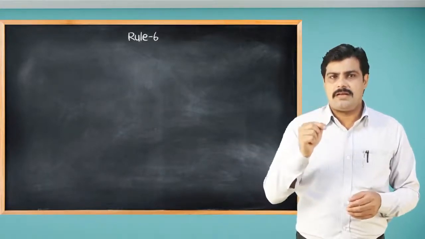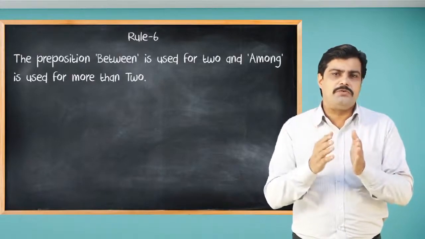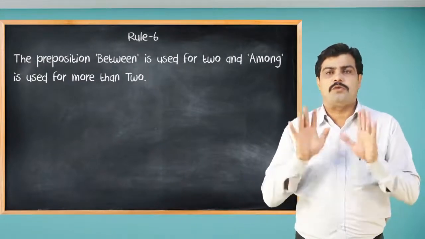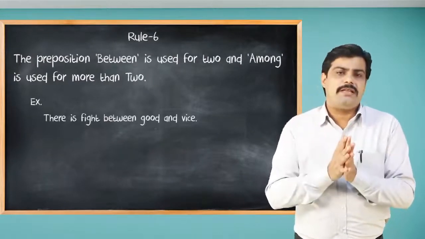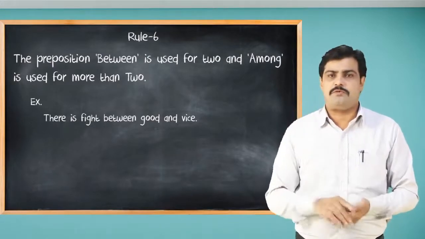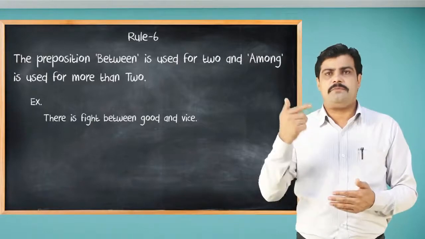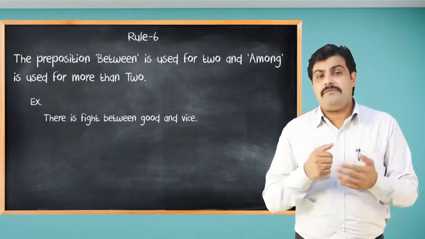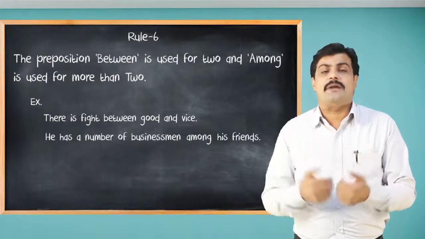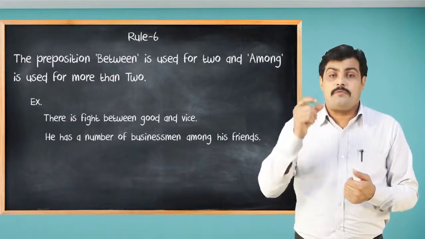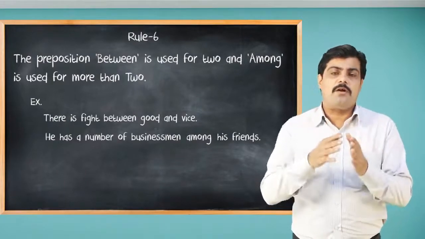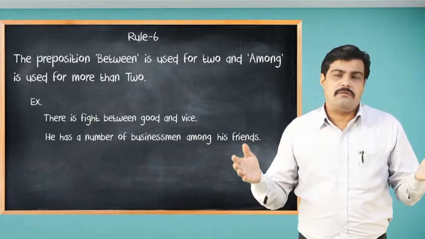Now rule number 6, the preposition "between" is used for two and "among" is used for more than two. For example, there is a fight between good and wise. So here are two things, so we should use "between". The preposition "between" is right here. But when we say he has a number of businessmen among his friends, now the word "among" as a preposition is right here because here are more than two of his friends.